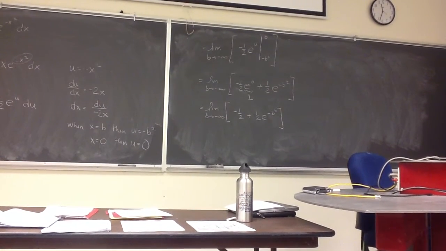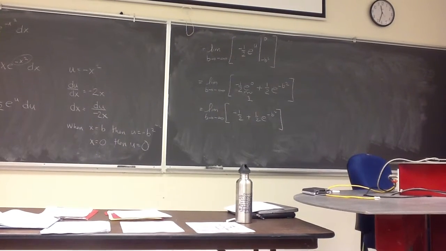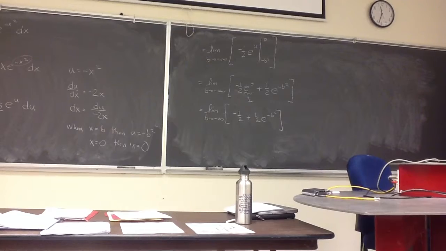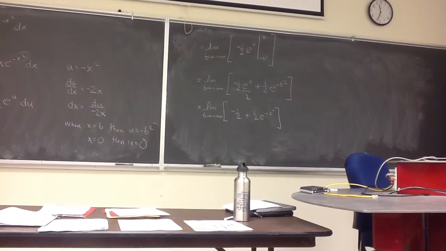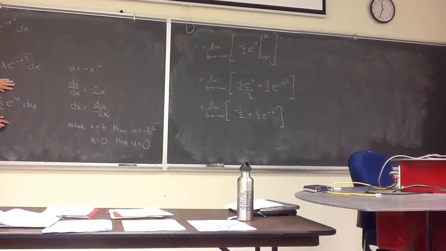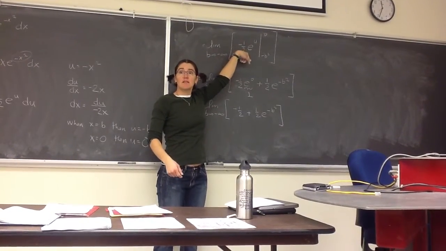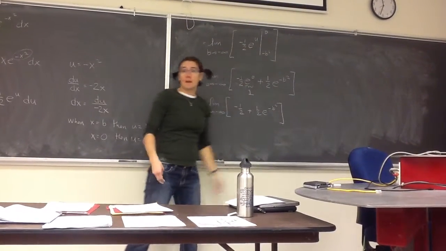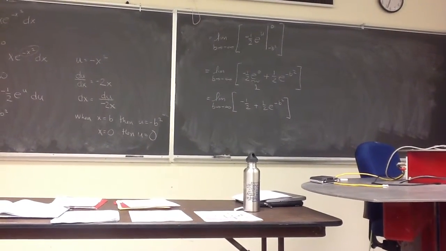I didn't change my boundaries out, but I still got this answer. I just plugged in my b and my x, and it still came out. So the two options, one option is to change the boundaries to u boundaries. The other option is to analyze this as an indefinite integral, get your indefinite integral, turn it back into x's, and then plug in your x boundaries. That's right. That's fine as well. Absolutely. Good. Other questions or comments?